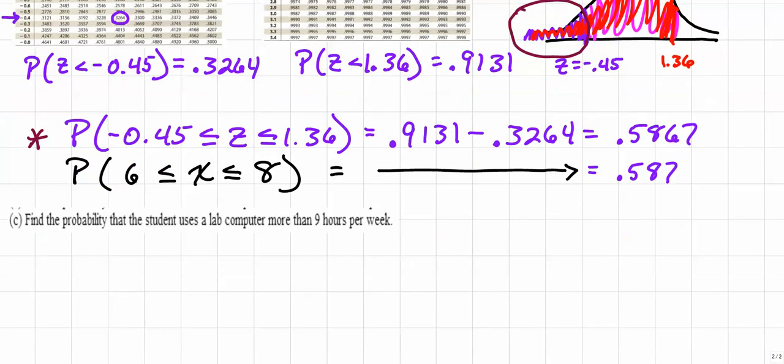Alright, now let's move on to finding the probability that the student uses a lab computer more than 9 hours per week. Once again, if we look at this, this is what's important. It's more than 9 hours per week. So we want to find the probability that X is greater than 9, which means that we will have to subtract the value that we find in the normal distribution table from 1. But we'll explore that a little bit more as we progress.